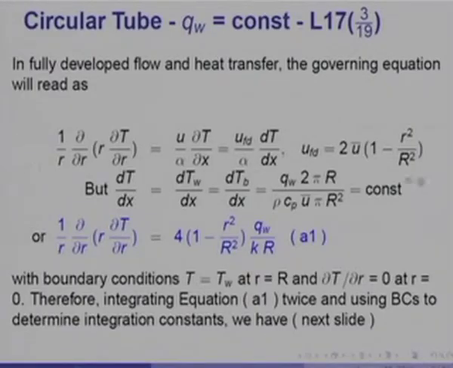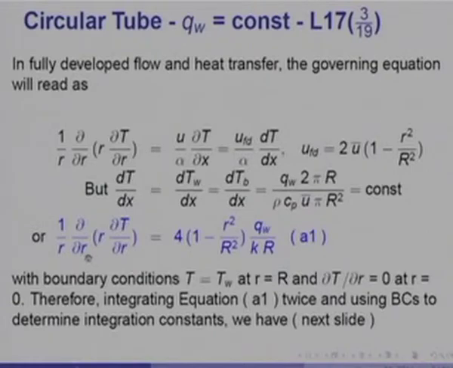So, you will see that dT bulk/dx, of course, is simply q wall into perimeter divided by m dot into Cp, which of course is a constant. And therefore, the equation would simply become (1/r) d/dr (r dT/dr), and fully developed flow in a circular tube is given as 2 u bar (1 minus r squared by R squared), and therefore, this would be that.